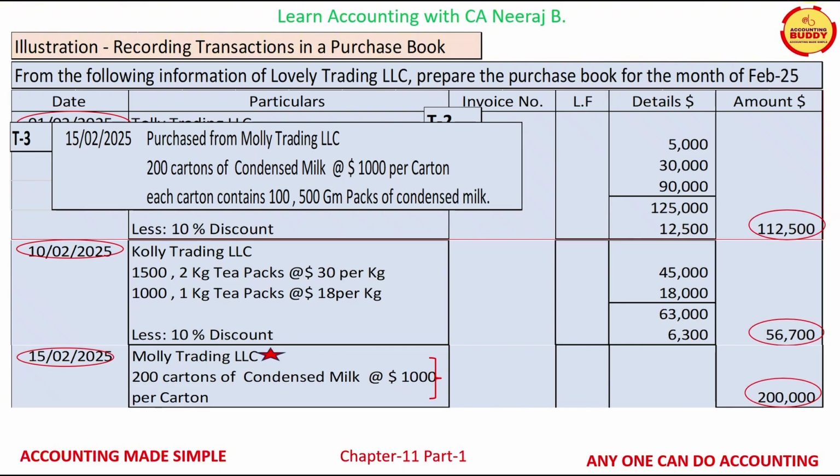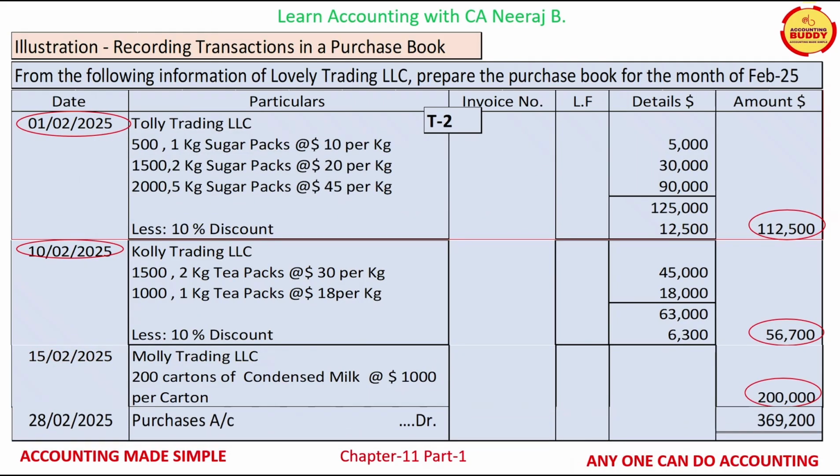At the end of the month, all the credit purchase transactions are totaled. In this illustration, the total value of the purchases for the month of February 25 comes to $369,200. And on last day of February 25, that is 28th of February 25, the total value is posted to the purchase account by debiting an amount of $369,200.